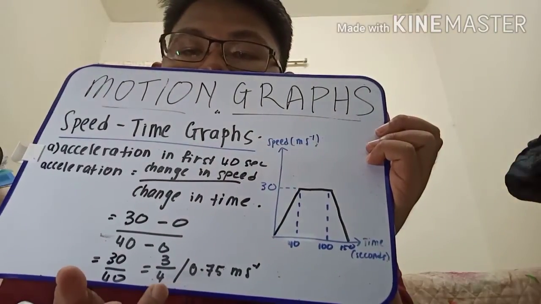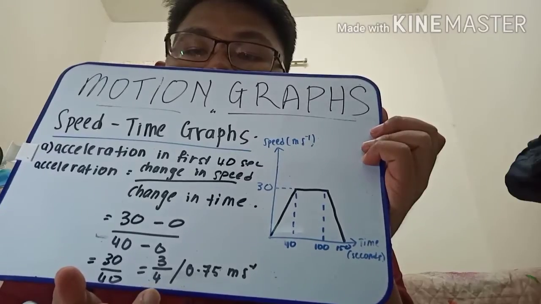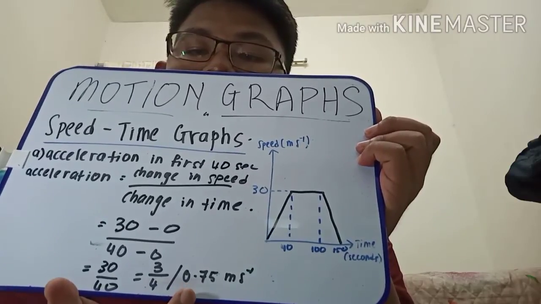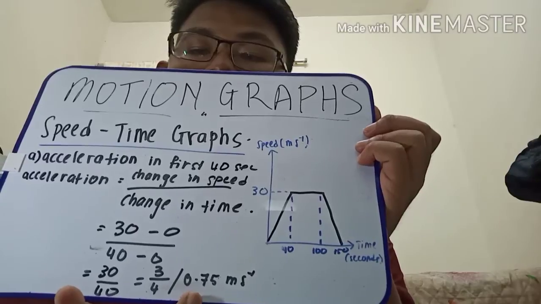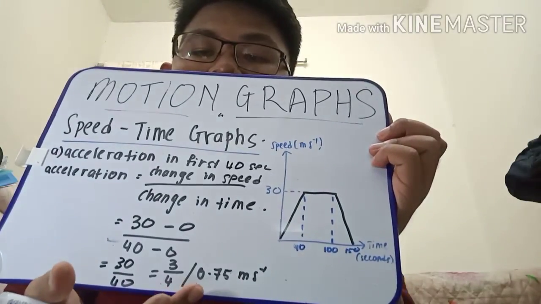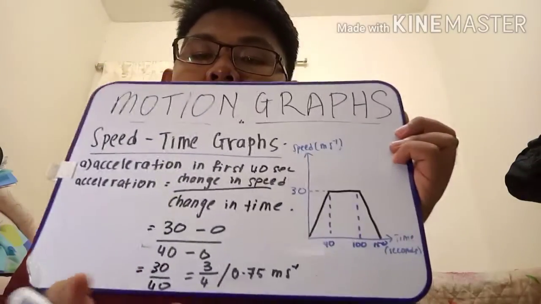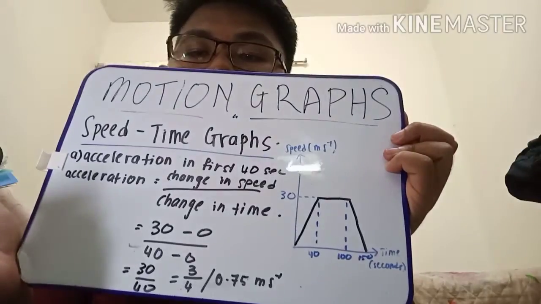Follow the question. If we are asked for a fraction, it is 3/4. If we are asked for a decimal, 0.75. But if the question doesn't state which one, either fraction or decimals, it's better to use decimals. Alright, let's go to the B question.